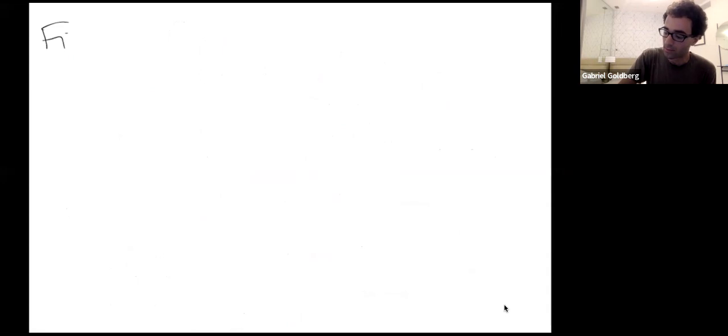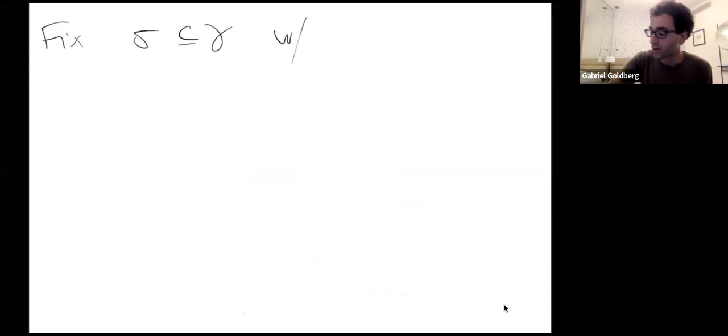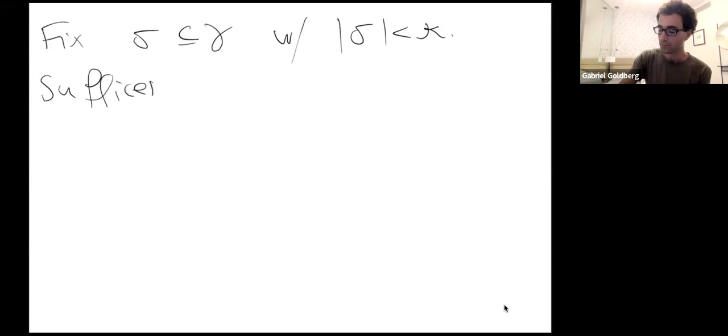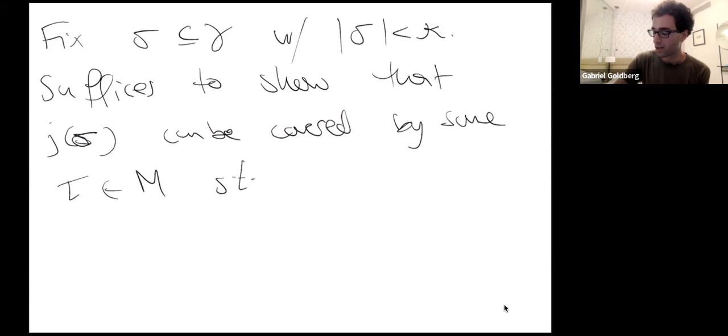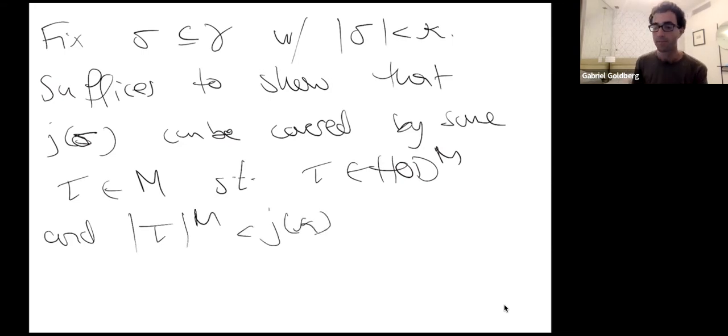So fix some sigma subset of gamma with sigma cardinality less than kappa. And we want to show that sigma can be covered by an ordinal definable set of size less than kappa. So it suffices to show that j of sigma can be covered by some tau in M, such that tau is in HOD of M, and tau has cardinality less than j of kappa in M. Right? Then by elementarity, sigma can be covered by some set tau that's in the true HOD that has cardinality less than kappa.